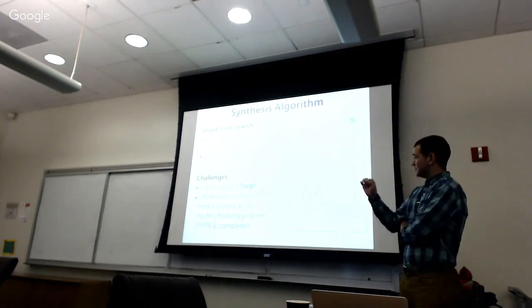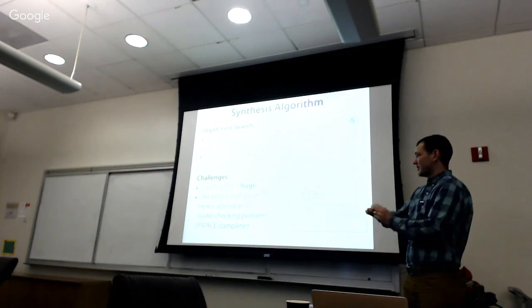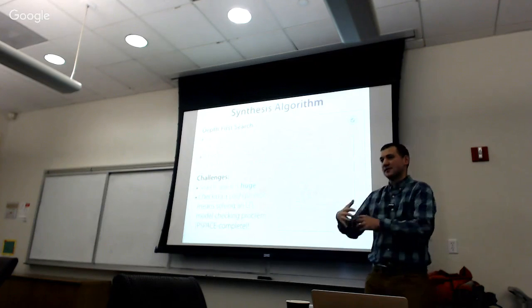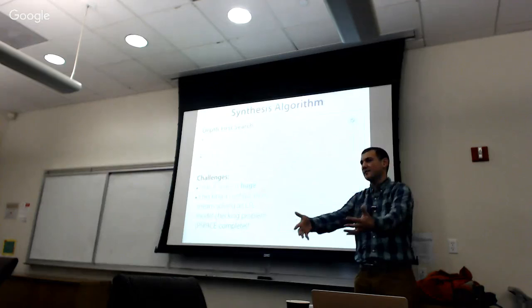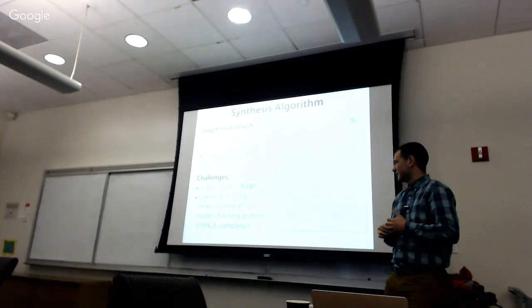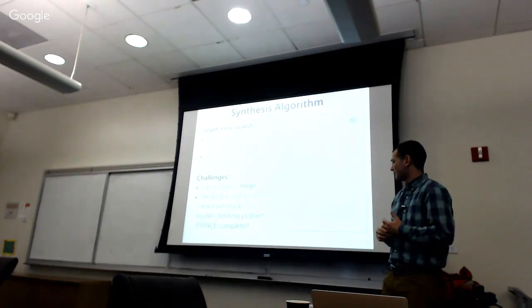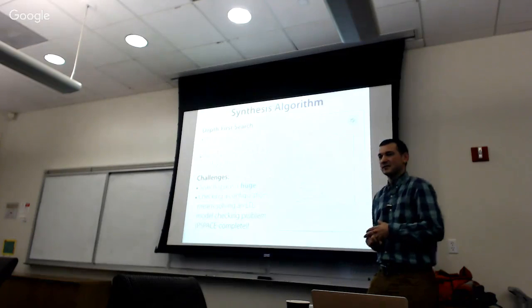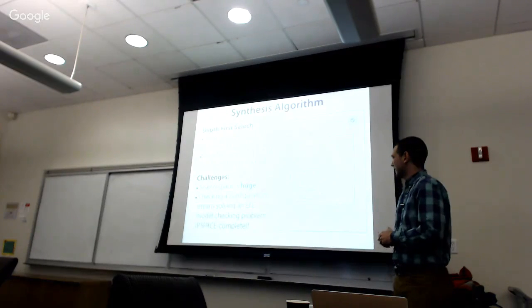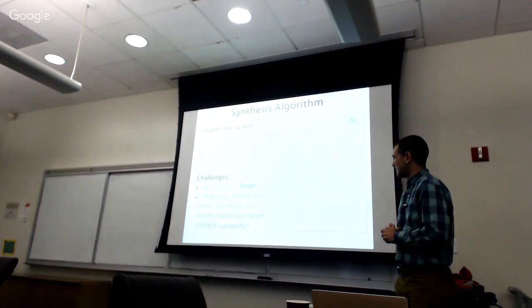Each check that we do when we extend by one more switch involves taking two configurations as a problem for a model checker, and then asking a model checking question for our LTL formula. And that's, in the general case, PSPACE-complete. So we're in one of these algorithmically bad corners of the world.